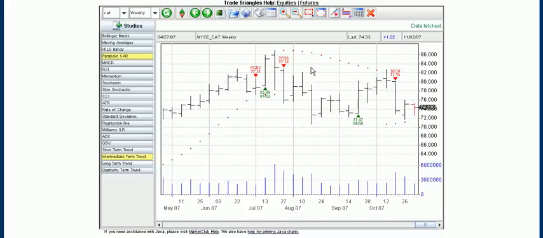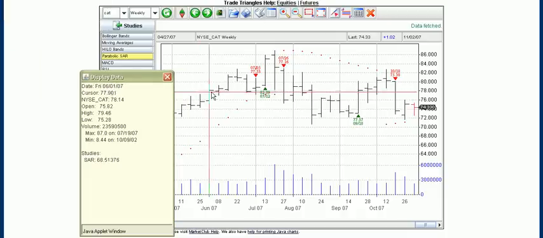In order to see the exact value of the SAR dot, you can use this button right here. This is our displayed data. It will give you a pop-up box, and as you mouse along each individual weekly tick, at the bottom you will see the value of the SAR dot, and that is realistically where you should be placing your stops.